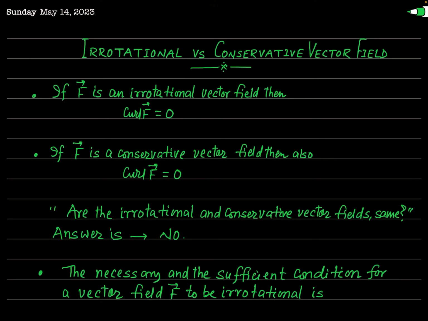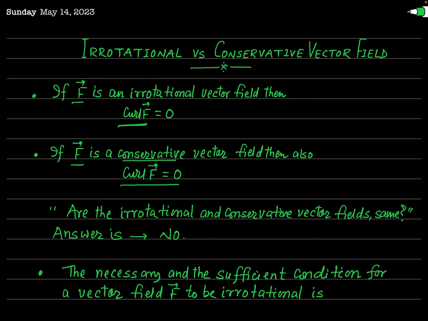You know that if f is an irrotational vector field, then curl of f is equal to 0. It means for a vector f to be irrotational, the necessary and sufficient condition is it must be curlless. If vector f is curlless, it means its curl is 0, then it is called an irrotational vector. But you also know that if f is a conservative vector field, then also curl f is equal to 0.